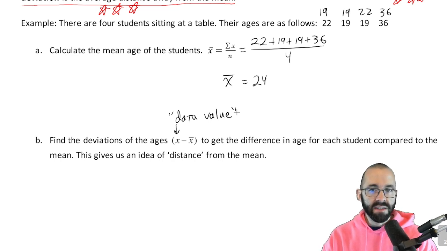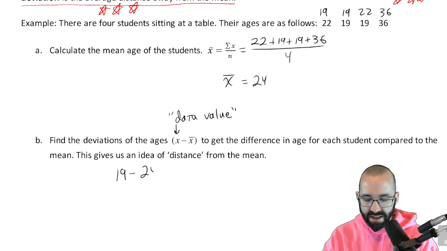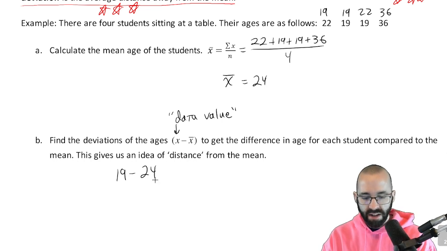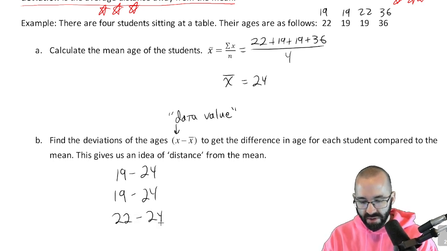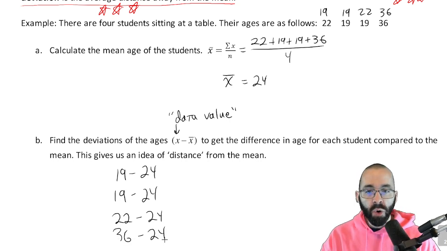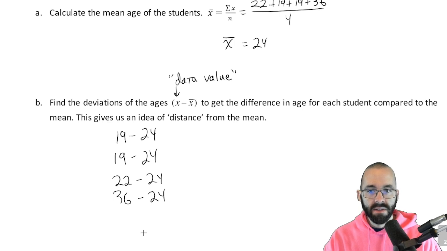There's going to be a bunch of X's, right? We have 19 minus the average. We have another 19 minus the average. We have a 22 minus the average. We have 36 minus the average. These are our 4 deviations.